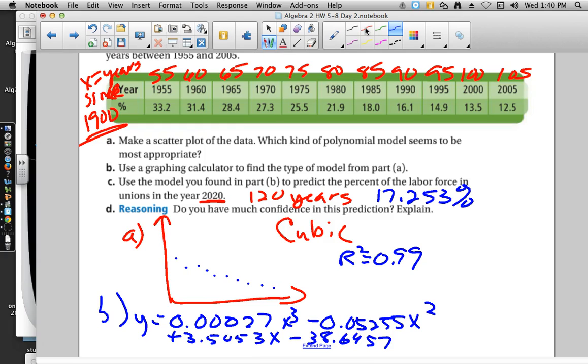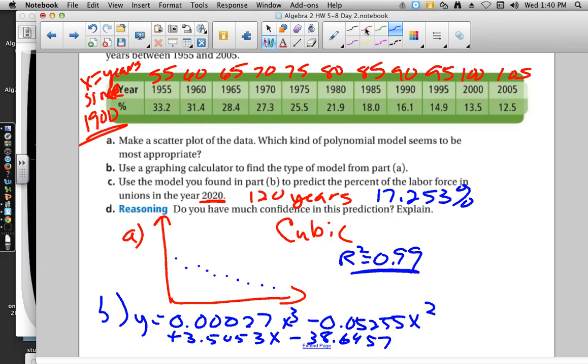And then for D, it says, do I have much confidence in this prediction, and explain? Well, I don't, for this reason. There's not enough data up there to give me a good look at whether or not this is a cubic or whether or not it's a straight line. I'm just not seeing everything that I would like to see to be 100% sure, and that's another part of the reason right there, because R is not 1.